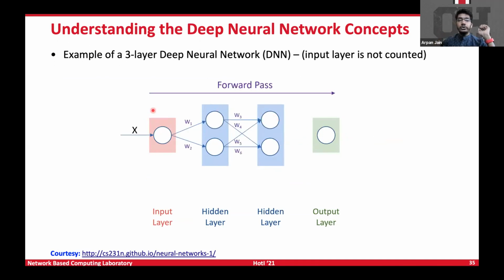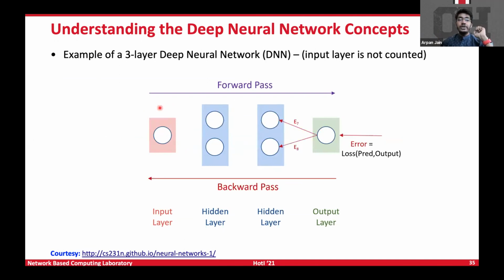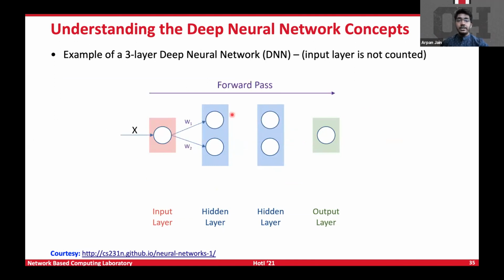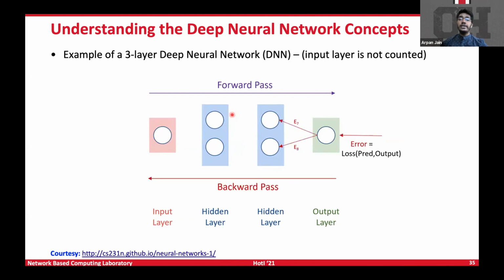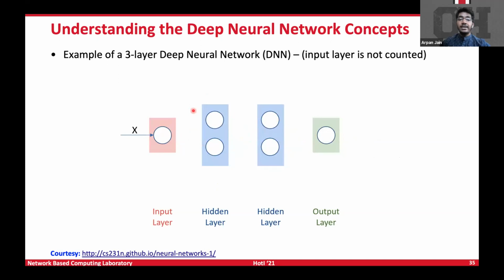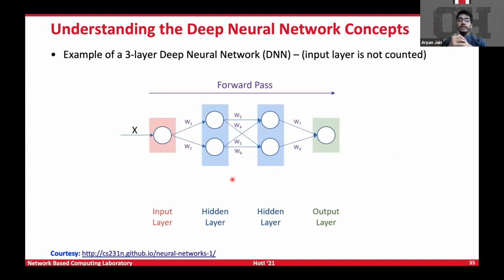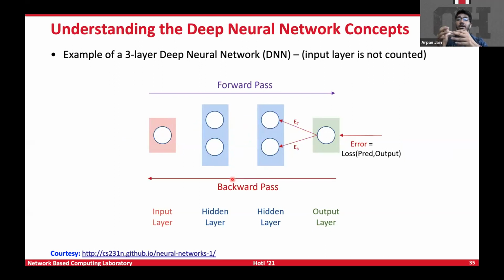Here I'm showing a deep neural network with 3 layers. We have 3 types of layer: input layer, output layer, and the hidden layer. You can imagine the deep neural network as a function that maps the input to the output. These hidden layers are the brain of the deep neural network. Most of the computation happens in the hidden layer.